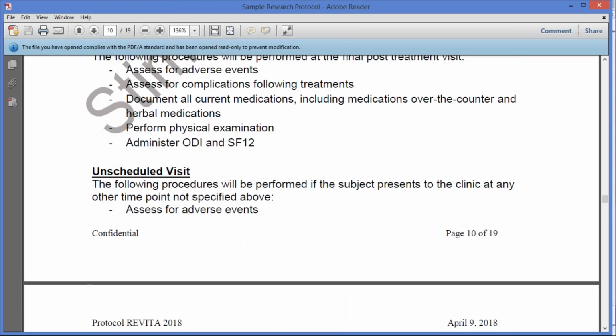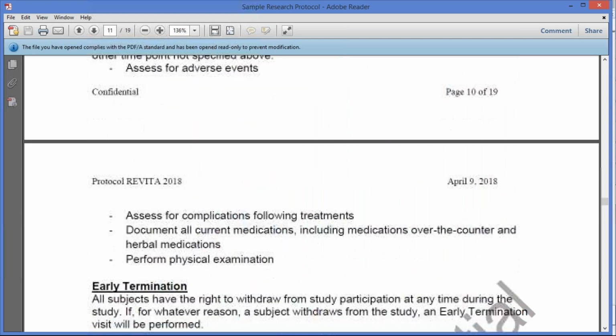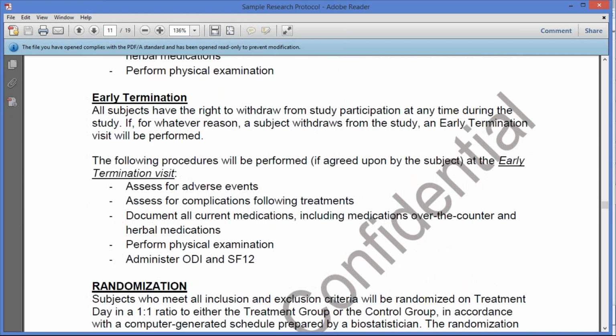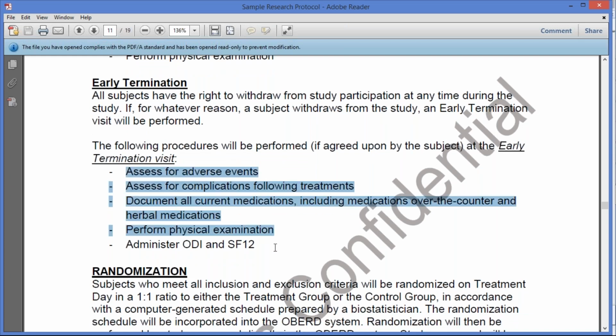In case of an unscheduled visit, when will this happen? In case of adverse effects. At any time point other than those mentioned above, the patient can visit the site and inform us of their problem. In case of early termination, in the middle of the study, if they want to withdraw from the study, during early termination also we have to collect all this data.